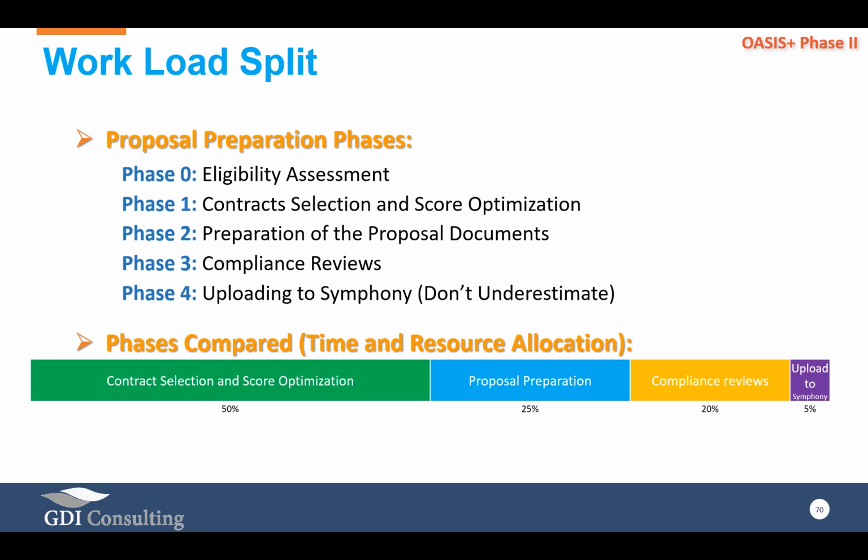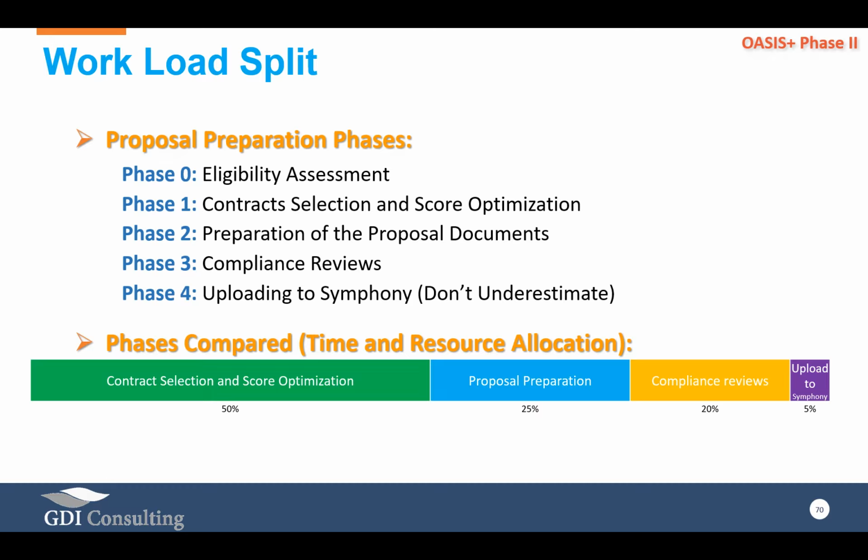Phase 1, contract selection and score optimization. Phase 2, preparation of the proposal documents. That's essentially the proposal preparation, or we call it substantiation. Phase 3, compliance reviews. It's a phase by itself, important. And then phase 4, uploading to Symphony. Symphony is the government's portal. Don't underestimate this. It usually takes 2 or 3 days. It's not a copy paste.